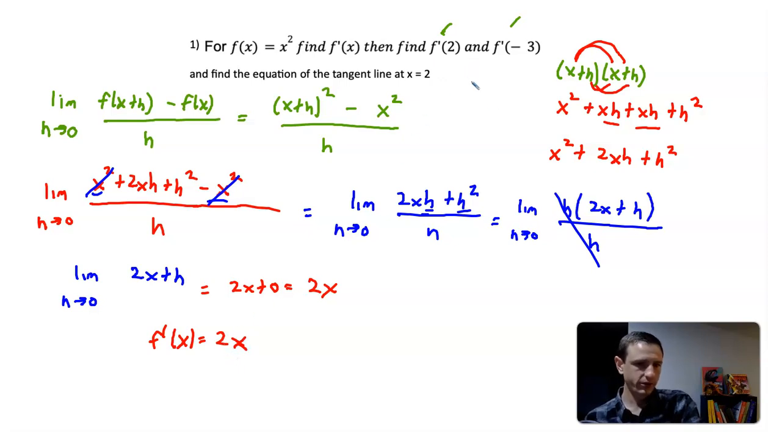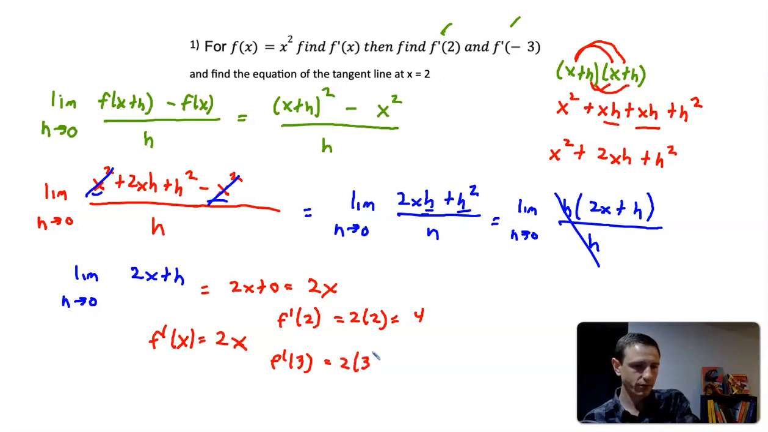So there's a couple more parts to this question. It says f prime of 2, f prime of -3. So that means we're going to take f prime of 2 and f prime of -3. So I'm going to plug in 2 into my derivative. So this is going to be 2 times 2. 2 times 2 is 4. Then I want to do the same thing with -3. So 2 times -3, plugging in -3 into my derivative. 2 times -3 is -6.